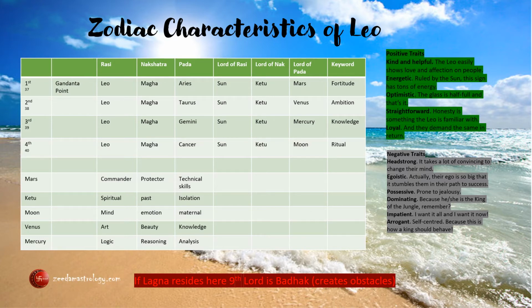So we see that Leo is a really strong zodiac sign, a strong Rashi, and we have a lot of emotions and a lot of skills associated with this through this synopsis that I've put here. And if your Lagna or ascendant resides here, the ninth lord is Badhak. The ninth lord creates obstacles for you, so we learn a lot from Vedic astrology, and the potential is just great.